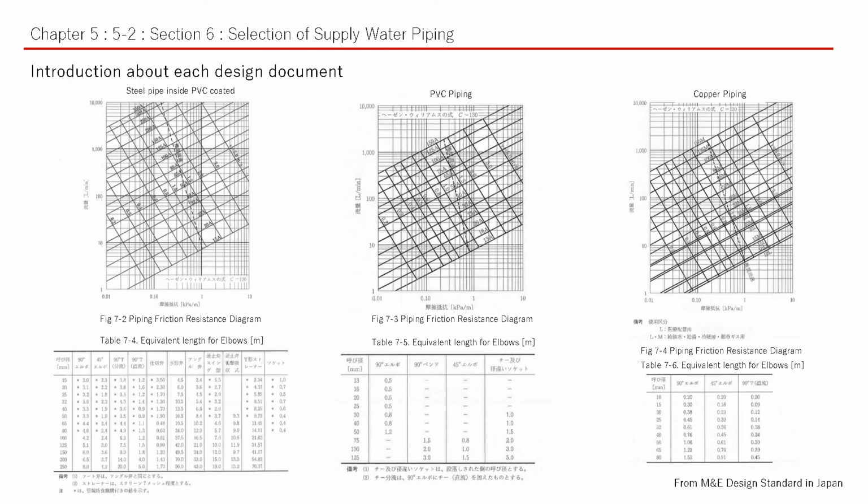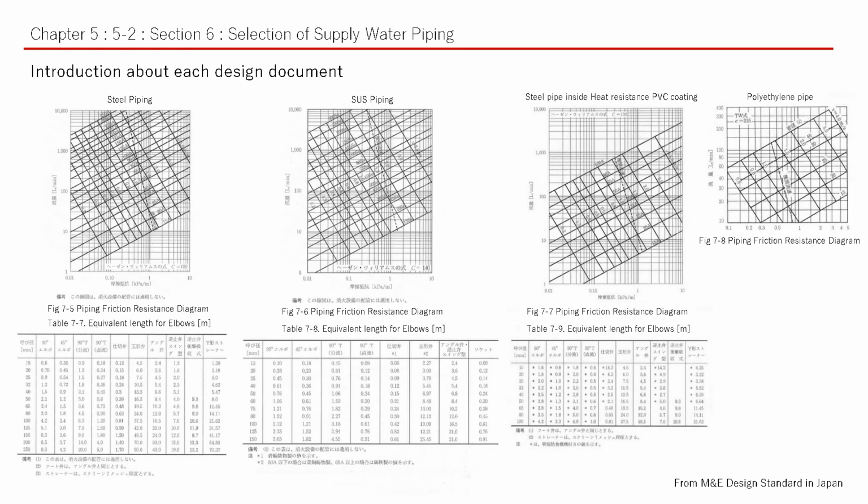We would like to introduce about diagrams. Depending on the piping material, different diagrams and elbow resistance values are used. Steel pipe inside PVC coated. PVC piping. Copper piping. Steel piping. SUS piping. Steel pipe inside heat resistance PVC coating. Polyethylene pipe.